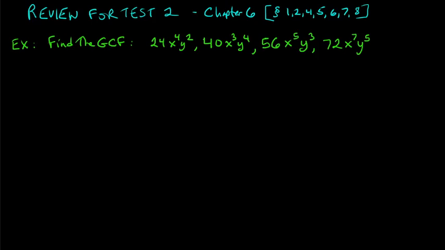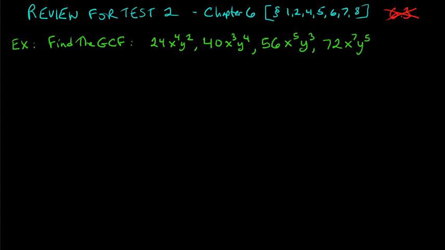Okay, so this will be a review for test 2. Test 2 consists of chapter 6, sections 1, 2, 4, 5, 6, 7, 8. So pretty much all of chapter 6, except for 6.3, which we did not cover. So you can ignore 6.3.